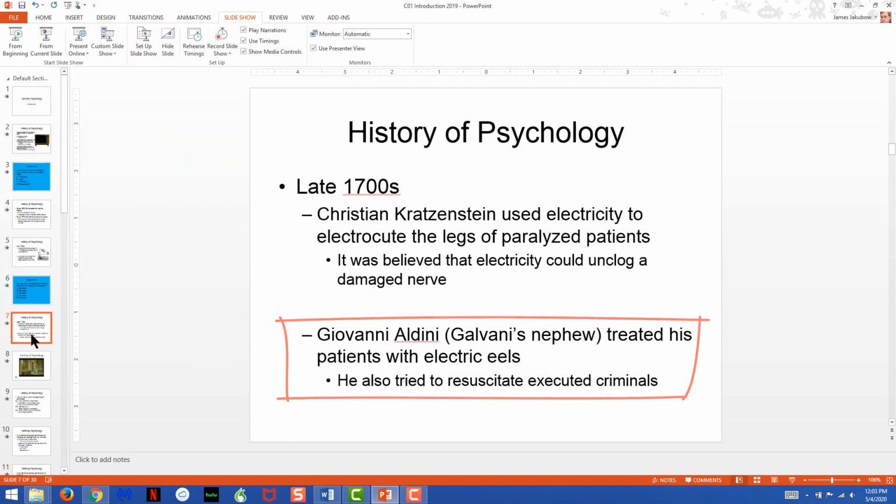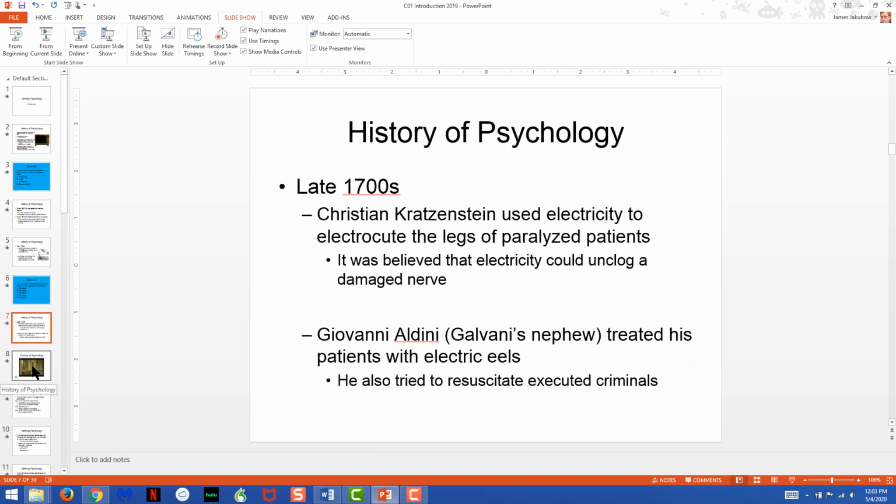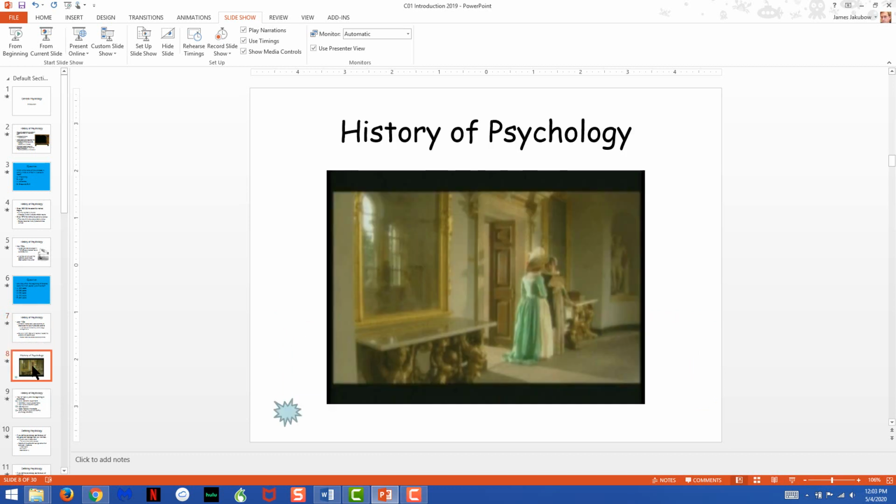Beyond this point, one of the applications that you see with electricity during this time period come from further applications in medicine, which will be laid out right here.